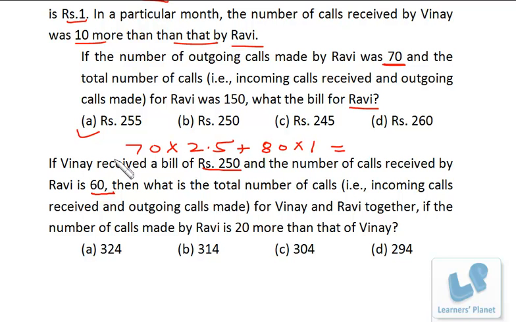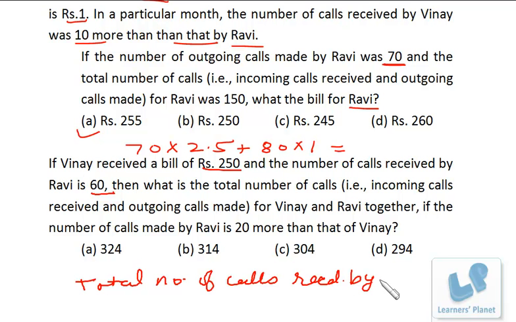Friends, the number of calls received by Ravi is 60. That means the number of calls received by Vinay will be this 60 plus this 10, since we have been given that the number of calls received by Vinay was 10 more than that of Ravi. That means the total number of calls received by Vinay is 60 plus 10, 70.